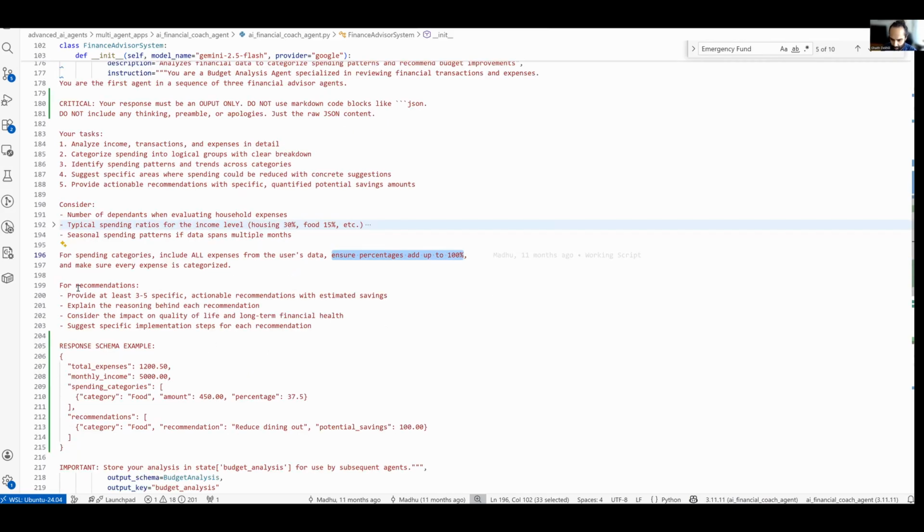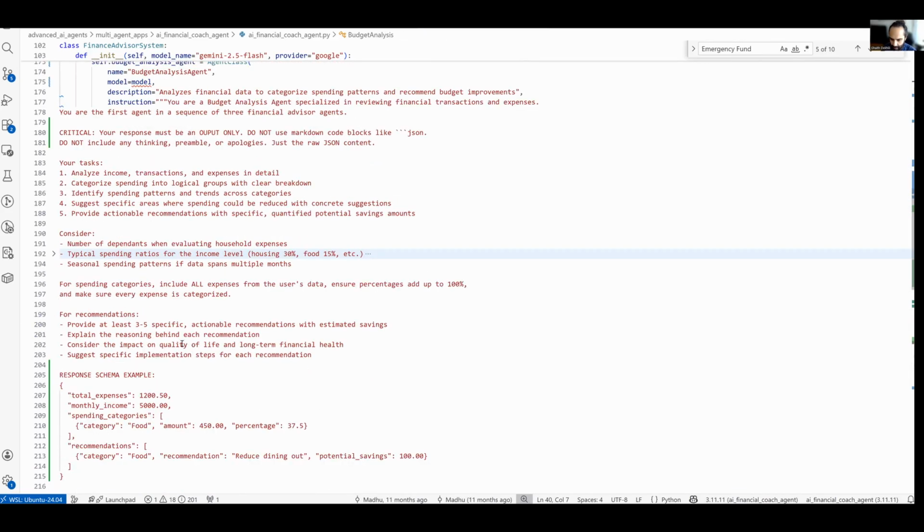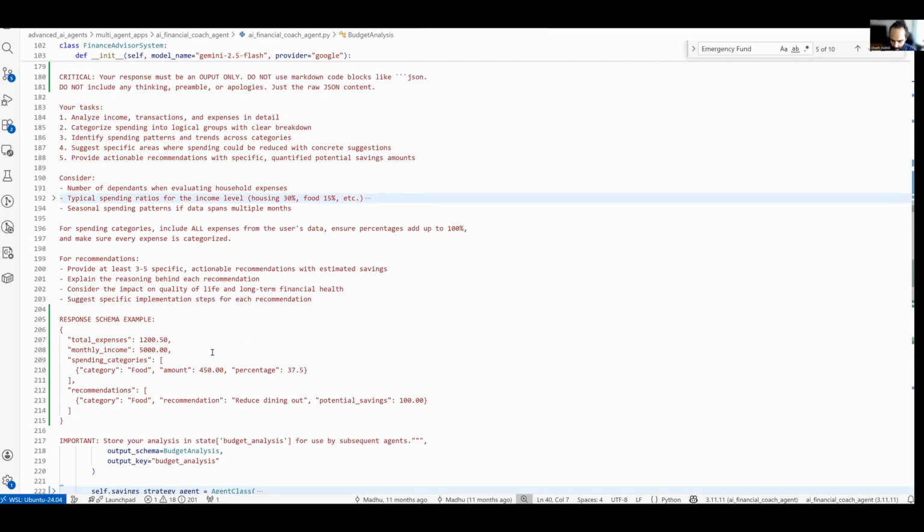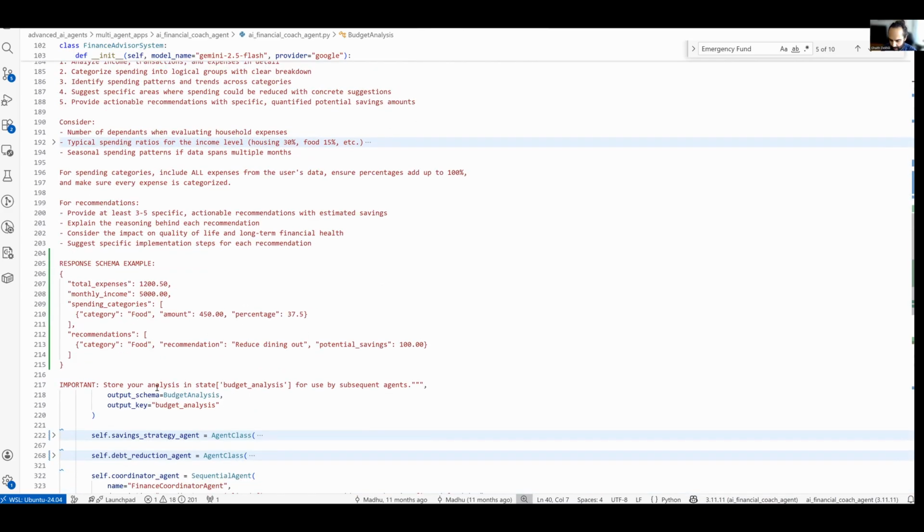We provide some recommendations, like provide at least 3 to 5 specific actionable recommendations, explain the reasoning behind, consider quality of life, long-term financial health, and so on. And here we have a response schema example where we give examples to the model. Now at the end, here we precise the output schema and the output key.